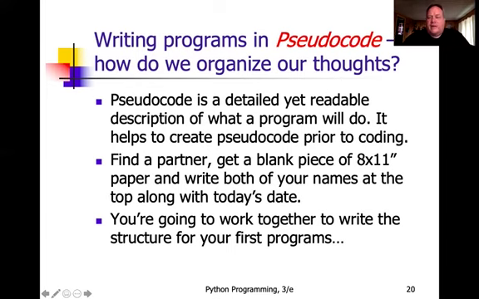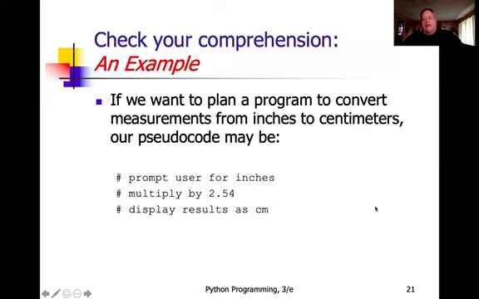to organize our thoughts. Now, pseudocode is this very detailed but human-readable description of what a program does. It helps you to write pseudocode prior to coding. So you don't have a partner right now, but go ahead and grab a piece of paper so you can do the next couple of exercises.